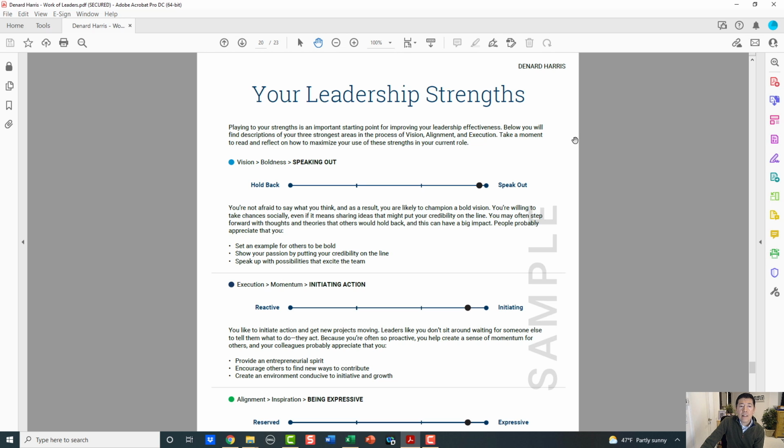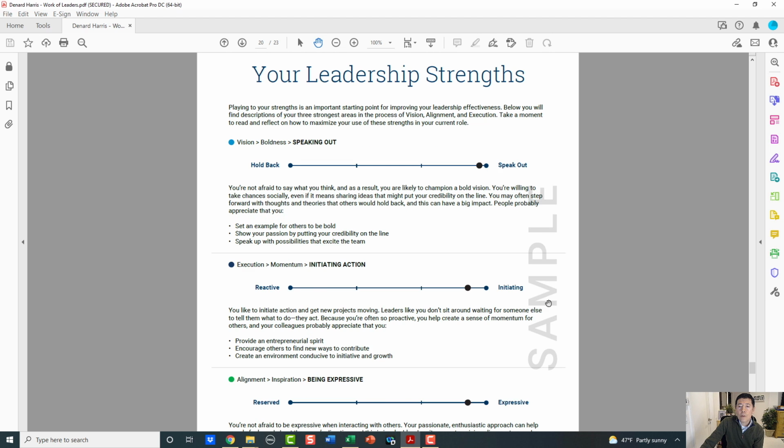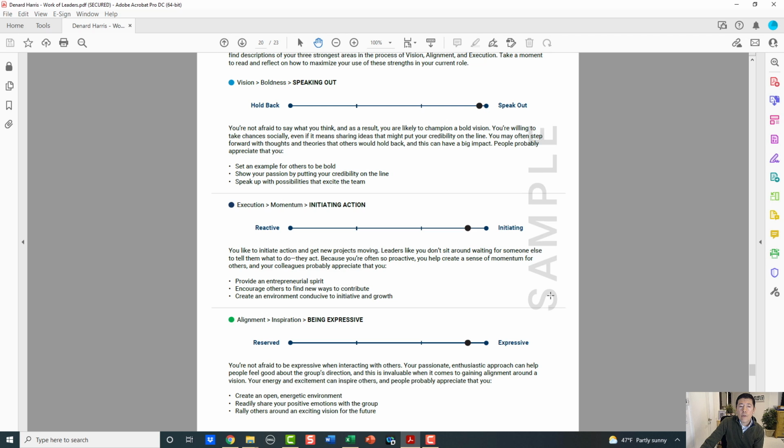Interestingly, their 3 strengths are represented in all three areas. In the area of vision, it is under boldness, speaking out. See how they're almost completely over on the right side there. Here on execution, under momentum, it's initiating action. Again, almost all the way to the right. And then in the third one, in the area of alignment, inspiration, being expressive. They're quite expressive, almost all the way over to the right. So these are the three strengths.